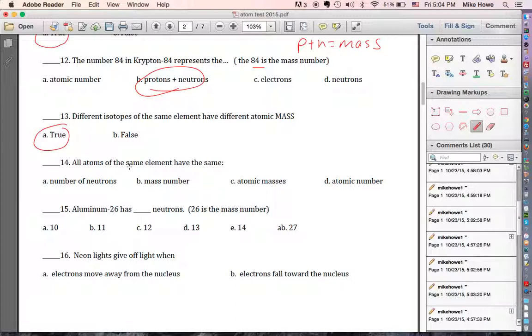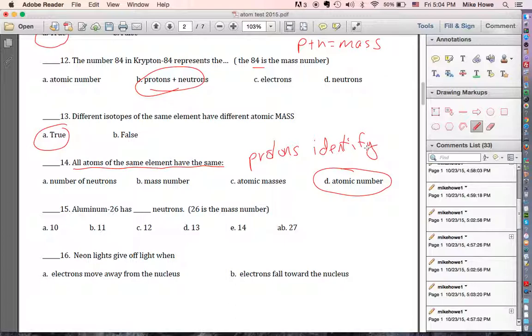So that brings us to number 14. What is then the defining thing about an element? All atoms are the same element. What's the same for all of them? Well, it is their number of protons. Well, number of protons is not here. What means number of protons, though, is atomic number. Number 15. So once again on 14, atomic number is defined as number of protons, and number of protons identify the atom. That's where they get their unique identity, by how many protons.